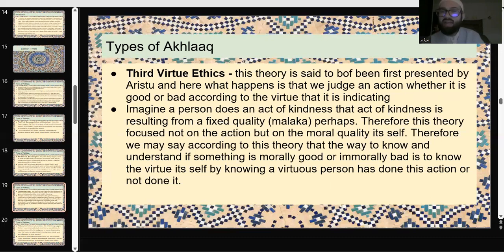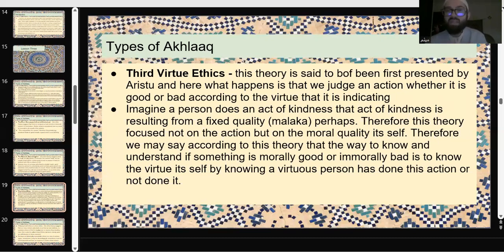Imagine a person does an act of kindness. That act of kindness is resulting from a fixed quality, malaka, in their souls. Therefore, this theory focused not on the action itself, not on the consequence of the action, but on the moral quality which is inside the person's soul. So this theory focuses on the moral quality in the self, whether it's moral or immoral.